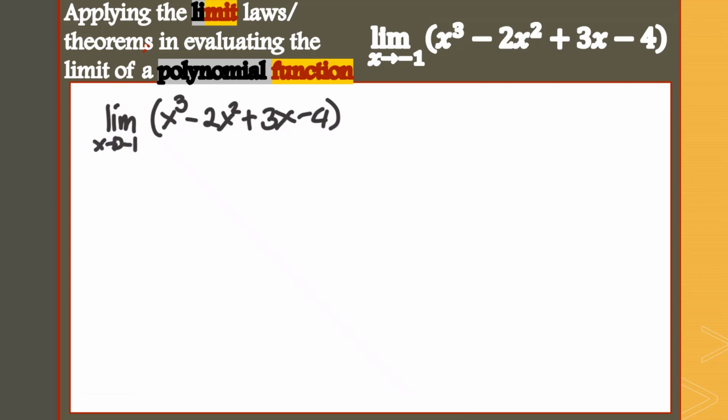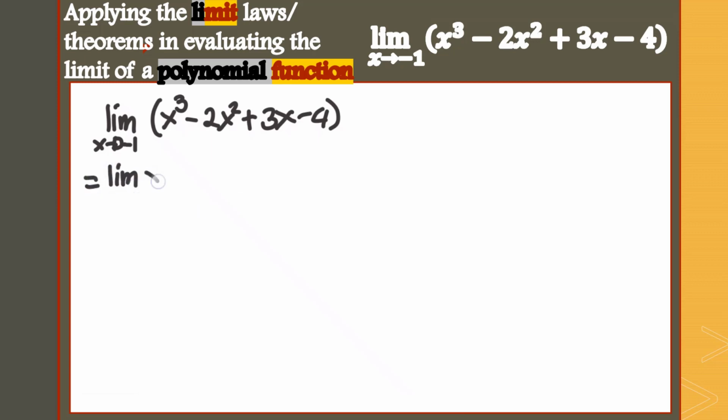Now we already have our limit theorems for this, but I'm going to present you two different methods here. The first one is without using the limit theorem for a polynomial function, and the second one will be direct substitution according to the limit theorem of the polynomial function. I'm going to show you these two so that you can have your options in solving. So let's start with this idea.